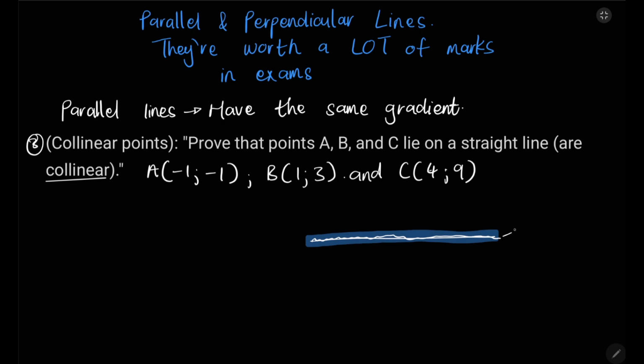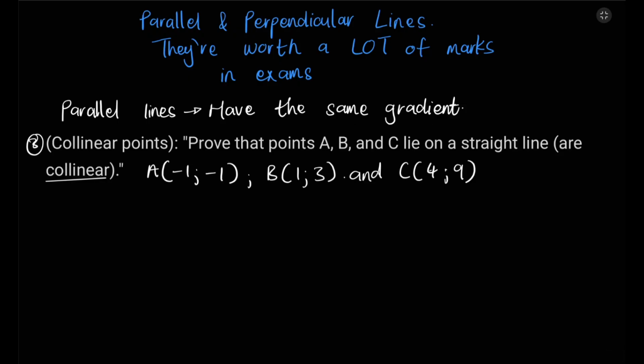We have line 1, this highlighter is 2, and that funny one is 3. So if they're all straight lines, that means they have the same gradient. With collinear points, if they say that they lie on a straight line, if they talk about collinear points, just note that they have the same gradient. And if something has the same gradient, that means those lines are parallel.